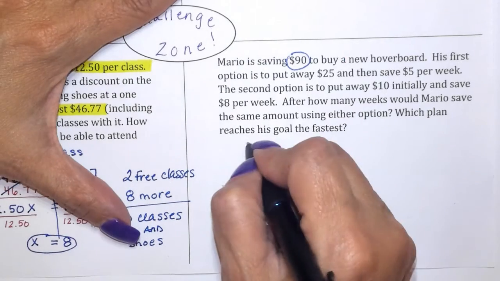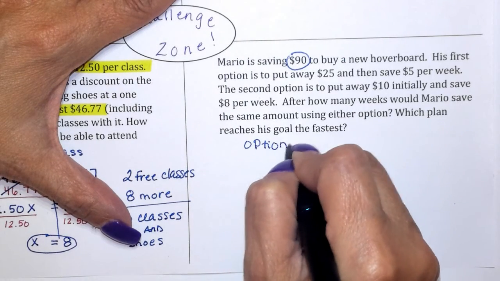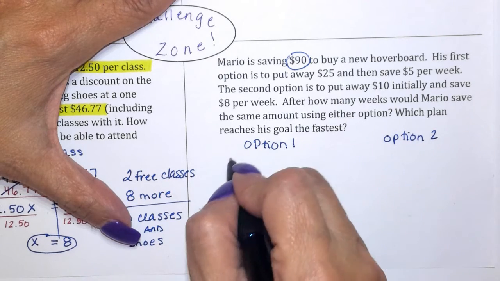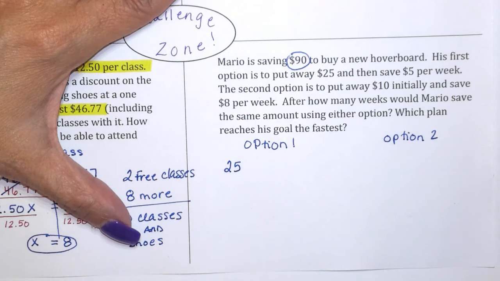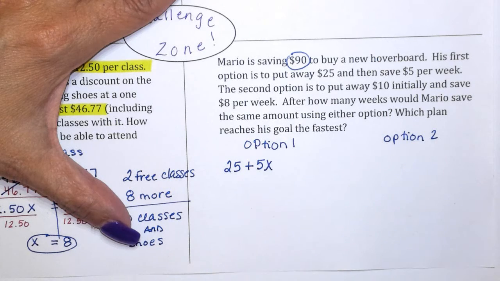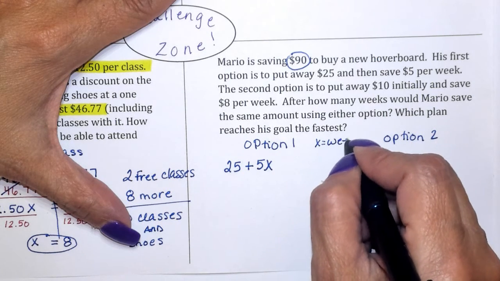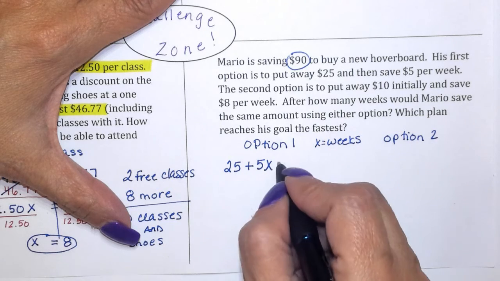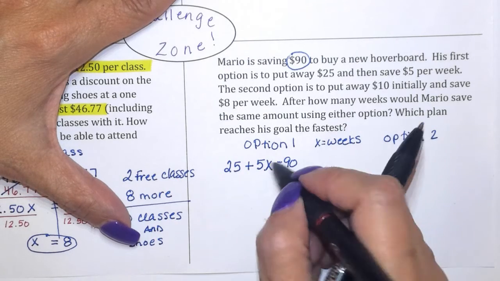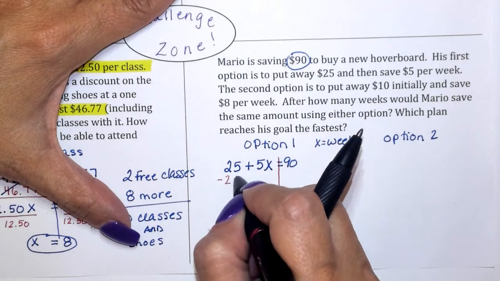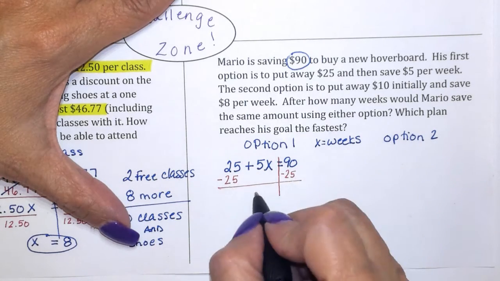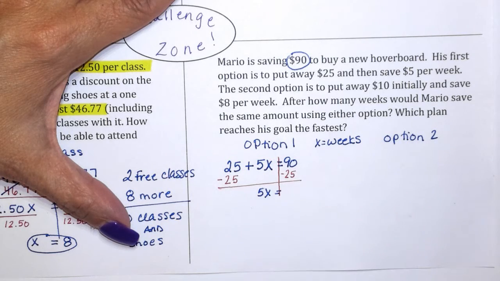Let's just think about this. Let's do option 1, and we'll do option 2. Let's take option 1. He's going to put $25 in the bank, and then he's going to save $5 every week. We'll use x equals the week. When will this equal $90? How long is it going to take him to get to 90? Well, let's see. Let's subtract 25. Subtract 25.